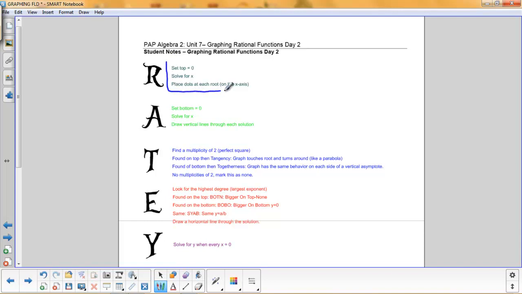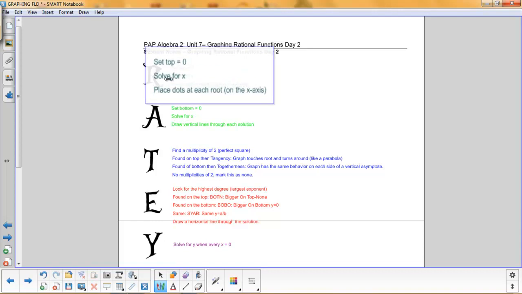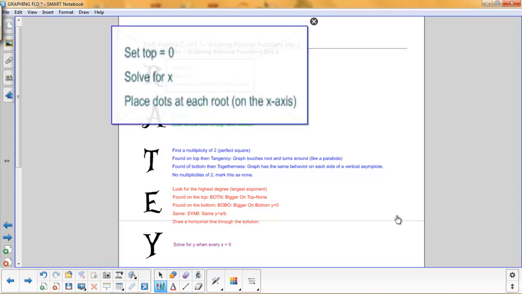All right, RADI is an acronym which stands for several things. R is your roots. The roots are going to be located at the top of your problem, or the top of your fraction. You're going to set the top equal to 0. You're going to solve for x, and you're going to place those dots, those roots, at each point on the x-axis where they occur.